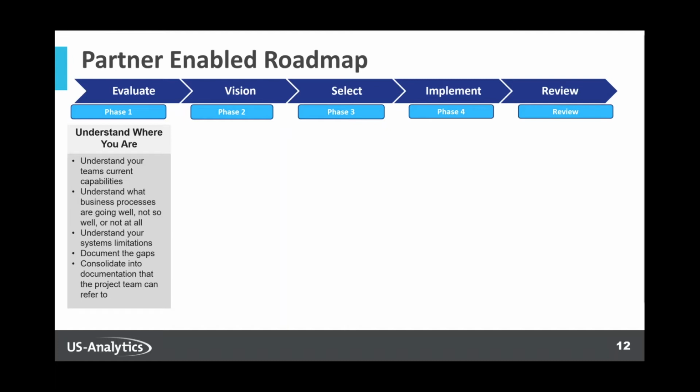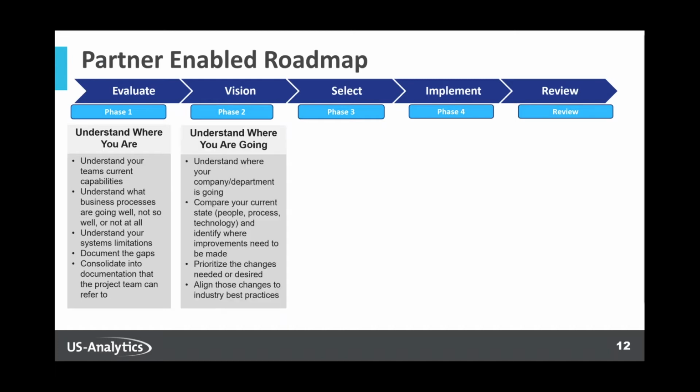That includes your team skills. That includes what's working today, what's not working so well. Maybe something's just missing altogether in your organization from a business process perspective. And you need to understand what the limitations of your current technology is. And that includes not just your Hyperion environment, but also your sources and other places that you're pulling data from. And you want to consolidate all that documentation into a place where the project team will ultimately be able to use it to understand where you're coming from.